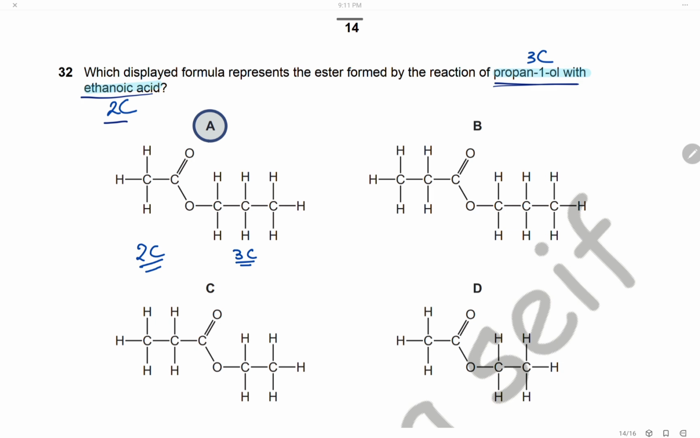So let's count the acid part and the alcohol part. The acid part is the part connected to the C=O. Here we have 2 carbons, so this is ethanoic acid. And for the alcohol part, propan-1-ol contains 3 carbons, so this is the alcohol part. And the ester formed is ester A, which is propyl ethanoate.